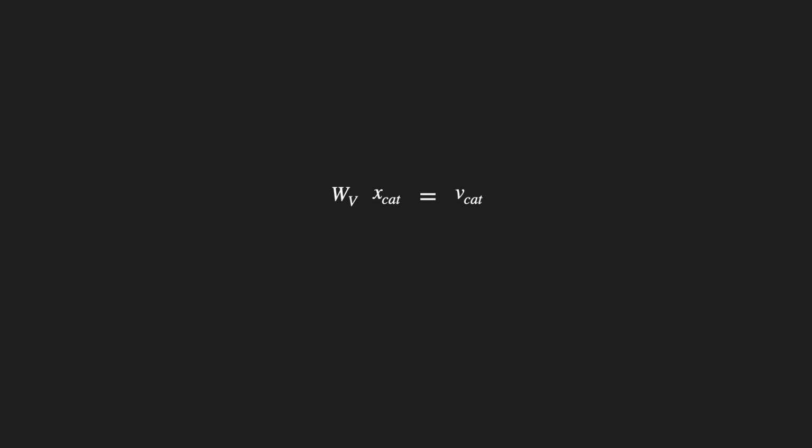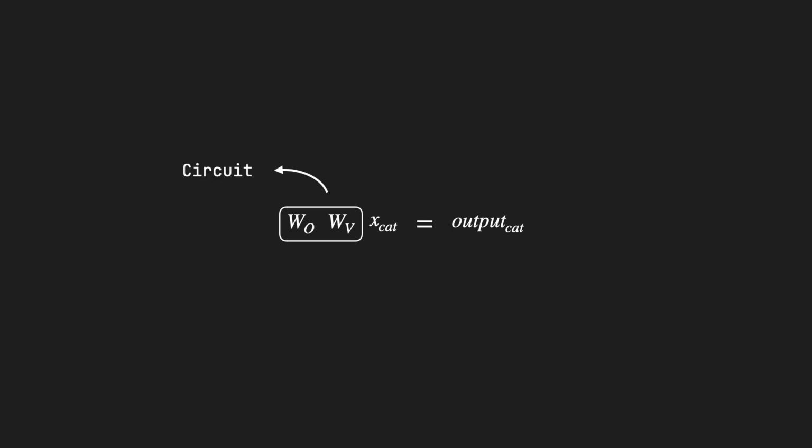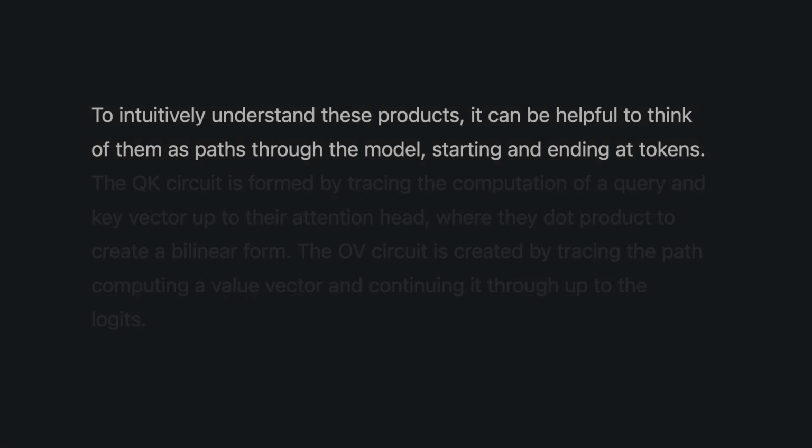If you look at these two operations that we're doing, and you combine WO and WV, these two weighted matrices, you produce something called a circuit. So this is our first circuit. This is the output value circuit, which we could use directly to produce a specific output. You'll see this paper talk about this.